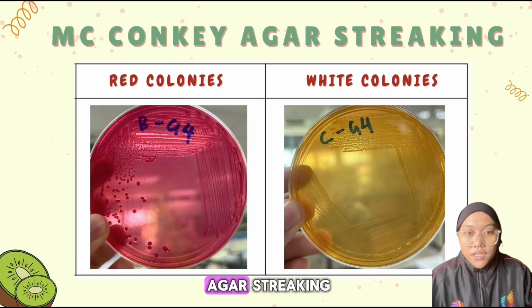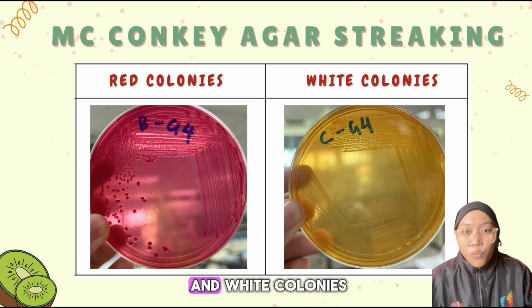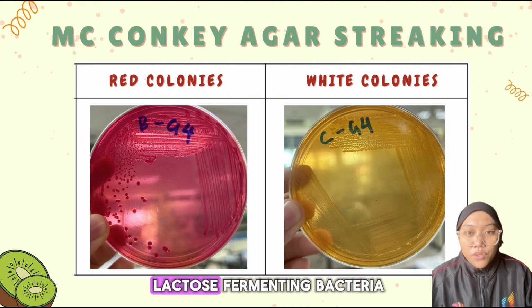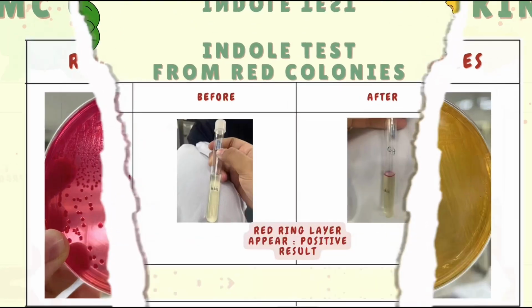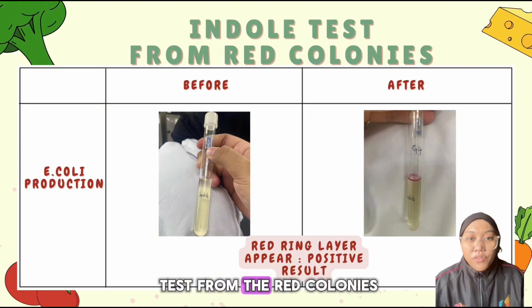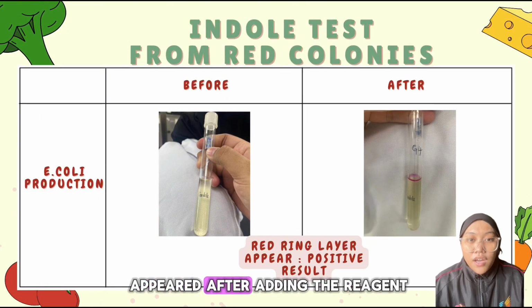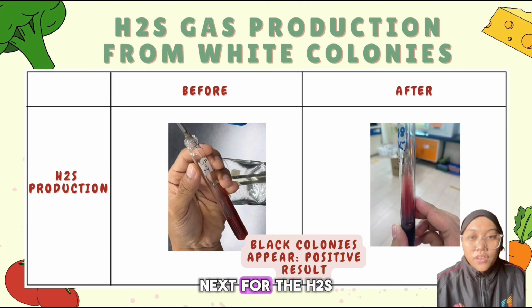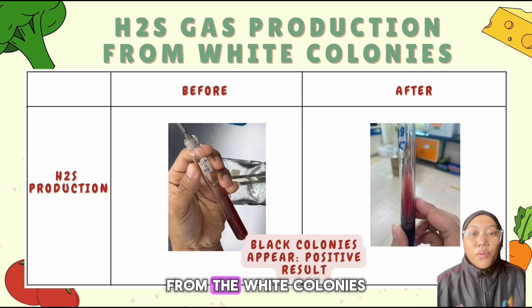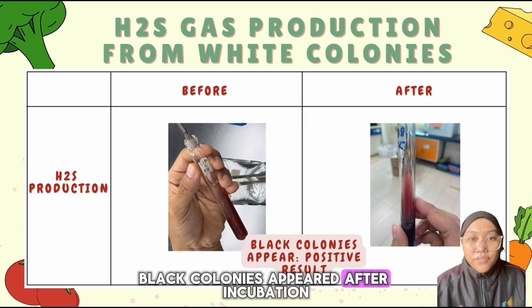Next, for the MacConkey agar streaking, we observed red colonies and white colonies. The red colonies indicate lactose fermenting bacteria, while the white colonies indicate non-lactose fermenting bacteria. Then, for the indole test from the red colonies, a red ring layer appeared after adding the reagent, which indicates a positive result. This confirms the production of E. coli. Next, for the H2S gas production test from the white colonies, black colonies appeared after incubation.